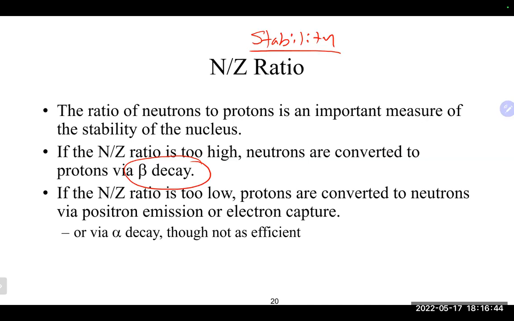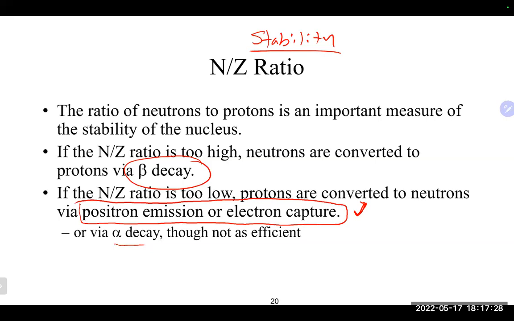Now, if you calculate your neutron to proton ratio and it is too low off of a stable situation, we will actually get protons converted to neutrons, and that will bring up our ratio closer to a more stable situation. And it will go through one of two situations. It will go through either a positron emission or an electron capture. It can do alpha decay, but it's not as efficient. So for us, if it is a ratio that is too low, you should be doing one of these decay processes here in the box, either a positron emission or an electron capture.